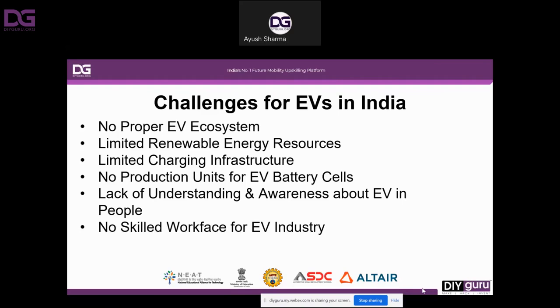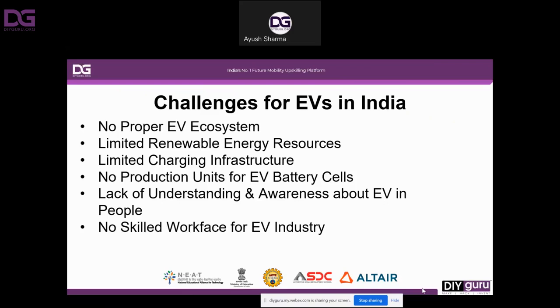If you have limited charging stations, that is also a challenging task for electric vehicles. And you will get to know that we do not have large-scale production units for electric vehicle battery cells especially. So this is also a limitation for electric vehicles in India.